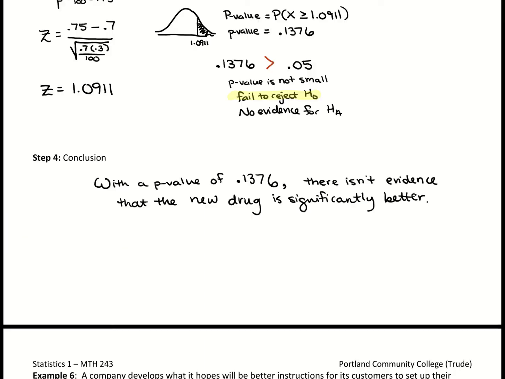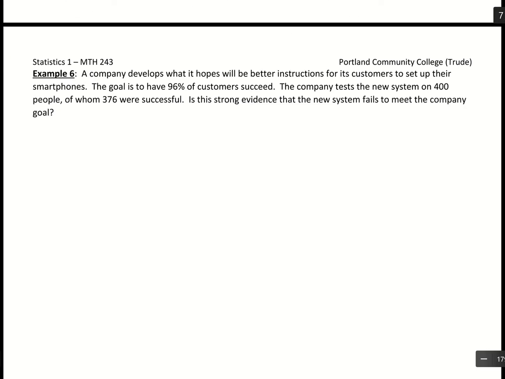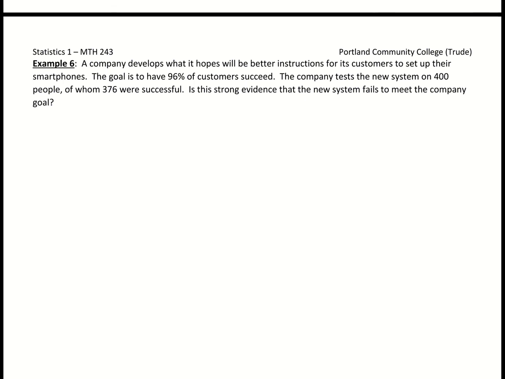All right, second example here. A company develops what it hopes will be better instructions for its customers to set up their smartphones. The goal is to have 96% of customers succeed. The company tested the new system on 400 people, of whom 376 were successful. Is this strong evidence that the new system fails to meet the company goal?